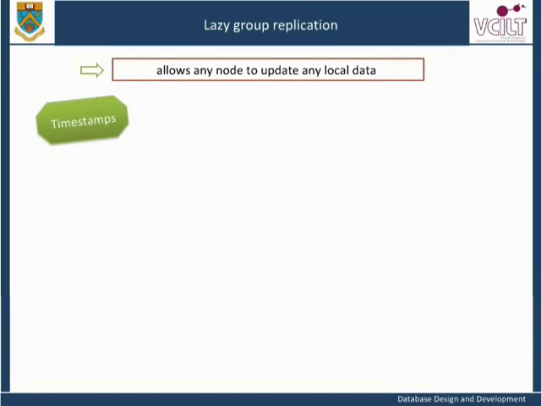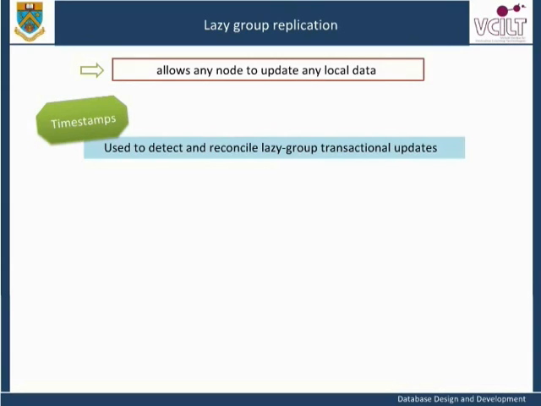Timestamps are commonly used to detect and reconcile lazy group transactional updates. Each object carries the timestamp of its most recent update. Each replica update carries the new value and is tagged with the old object timestamp. Each node detects incoming replica updates that would overwrite earlier committed updates. The node tests if the local replica's timestamp and the update's old timestamp are equal. If so, the update is safe. The local replica's timestamp advances to the new transaction's timestamp, and the object value is updated.